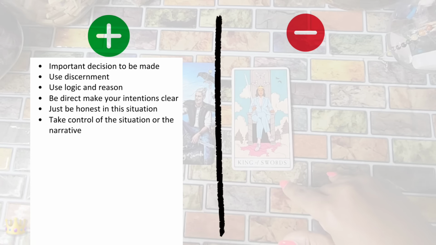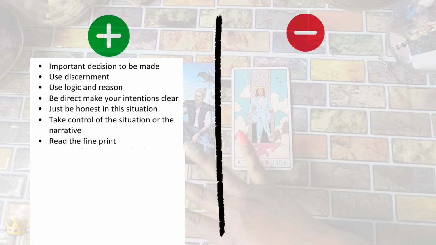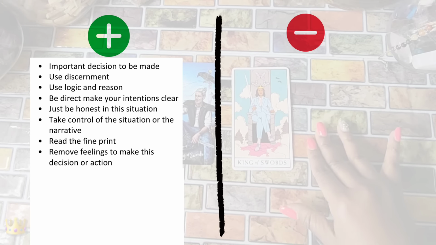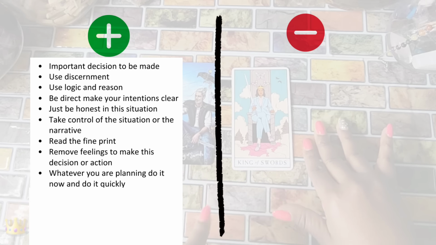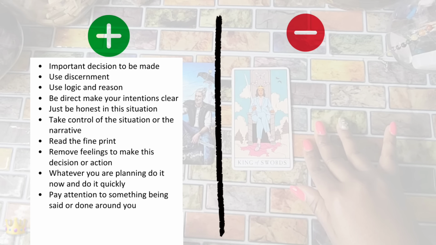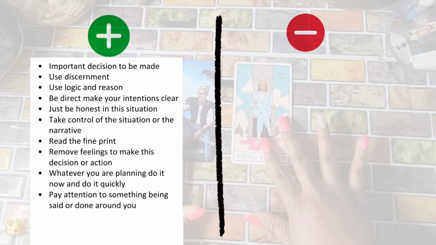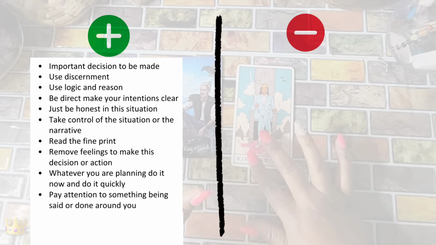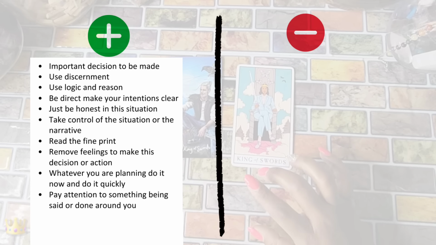You step ahead or step in front of it. Read the fine print, okay? Remove feelings to make the decision or action. And whatever you're planning to do, do it now and do it quickly. Pay attention to something being said or done around you. This card could just be telling you, pay attention. You know, people are talking. You're not listening. Pay attention. They could be saying something that you need to hear. So make sure you are focusing.